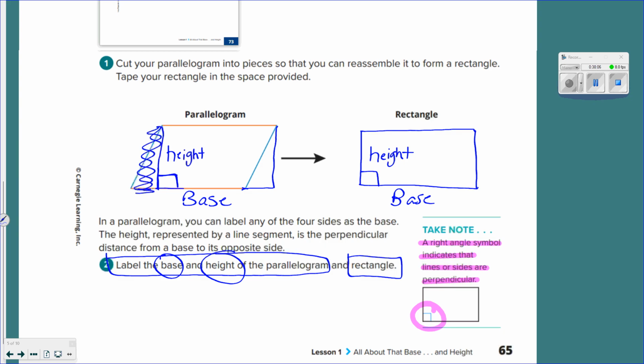That's right. They're both the height from top to bottom. They're both the same height. They both have the same height.